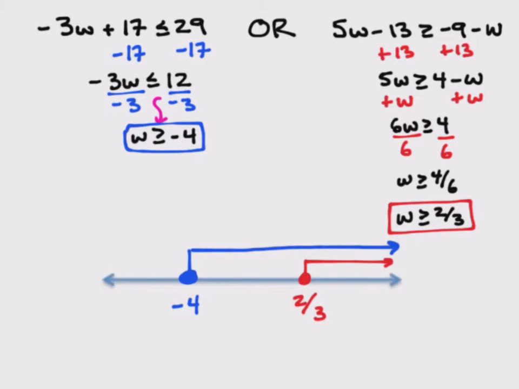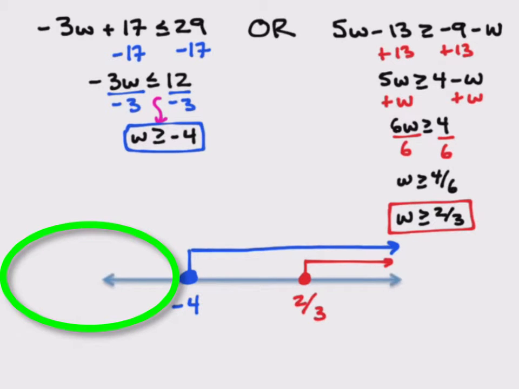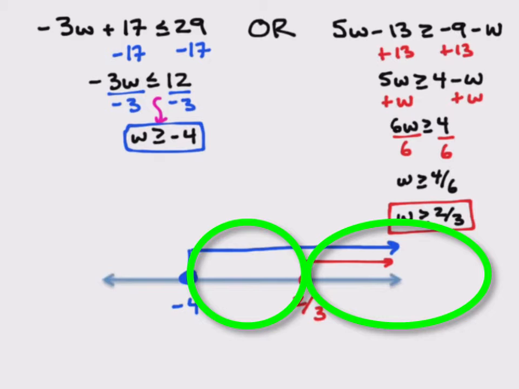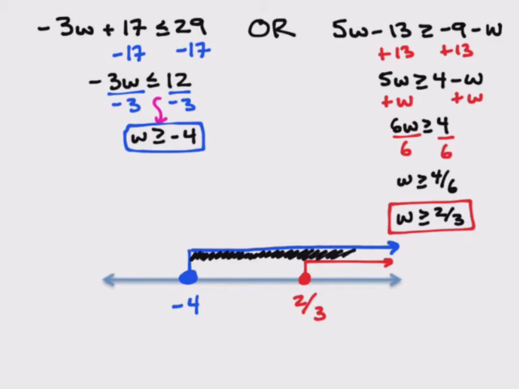So, after solving each individual inequality and graphing it on the number line, we see that there are some numbers that are not colored in at all. And those numbers don't make either statement true, so they are not solutions to our or compound inequality. However, there are lots of numbers that are colored in once or twice. All of these numbers are solutions to at least one of the individual inequalities, so they are solutions to our compound inequality. If we wanted to shade in our solution set, here's what it would look like. And if we wanted to write our solution set algebraically, we would just say w is greater than or equal to negative 4.